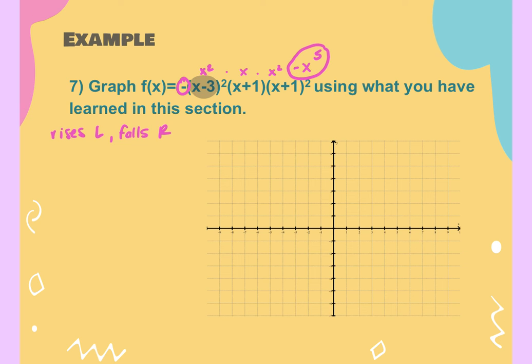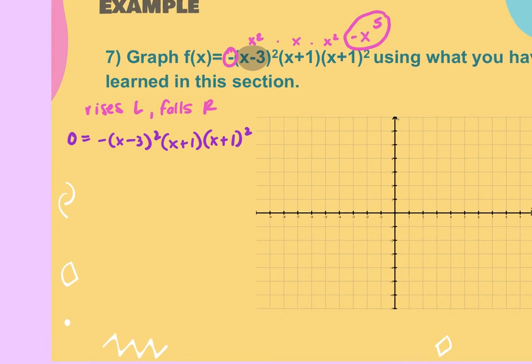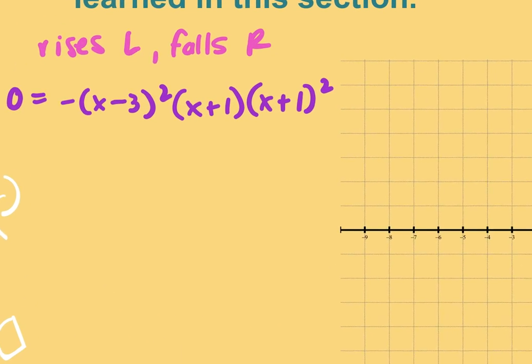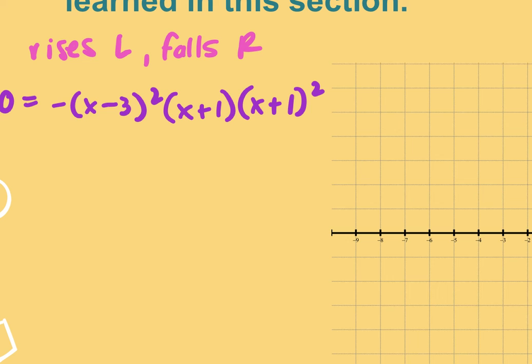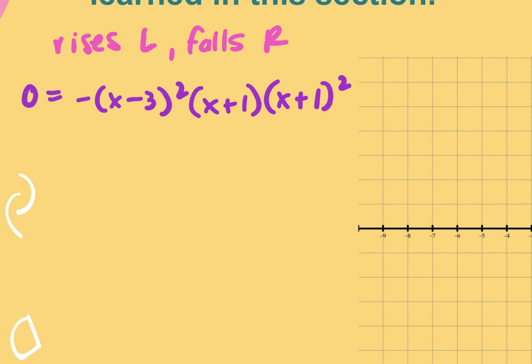Now I want to find all my zeros. So it would be 0 equals negative (x minus 3) squared times (x plus 1) times (x plus 1) squared. Does the negative do anything with my zeros? No, right? If I divided both sides by negative 1 or multiplied by negative 1, it's going to go away. So the negative has actually no impact on my zeros.